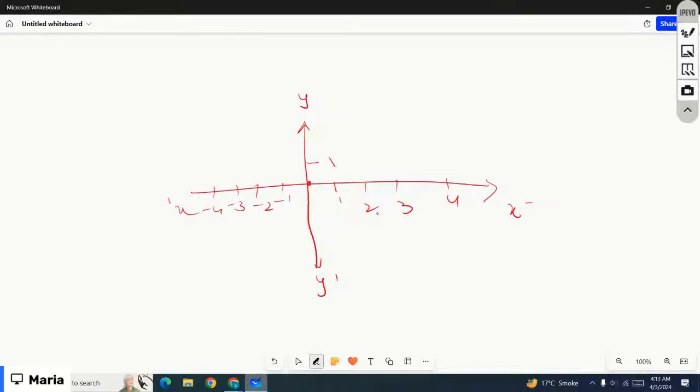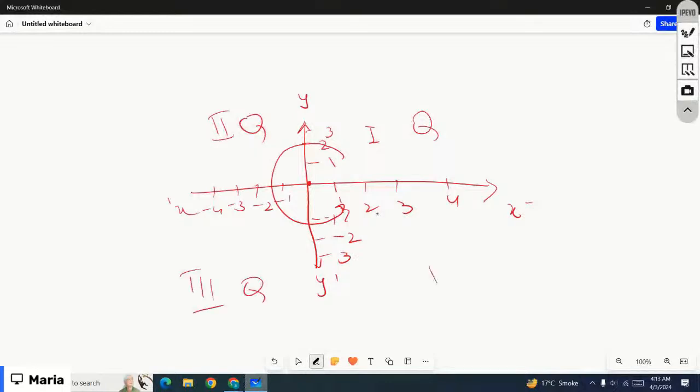Same here. On this side, you have all positive values. Downside, you have all negative values. You have to move counterclockwise on the coordinate plane. This is the first quadrant. Counterclockwise means in the opposite direction to the clock. First quadrant, second quadrant, third quadrant, and fourth quadrant, right?